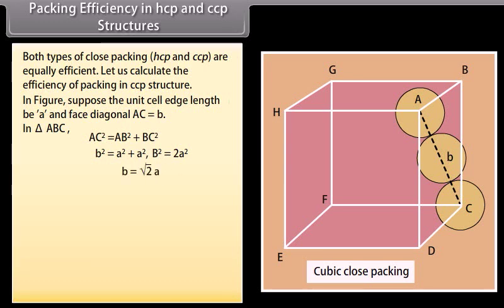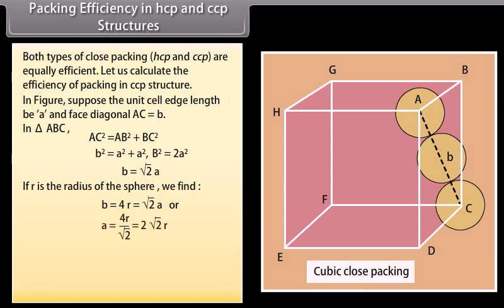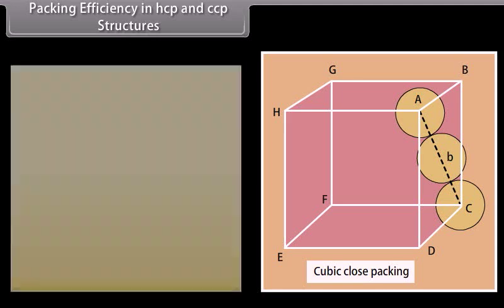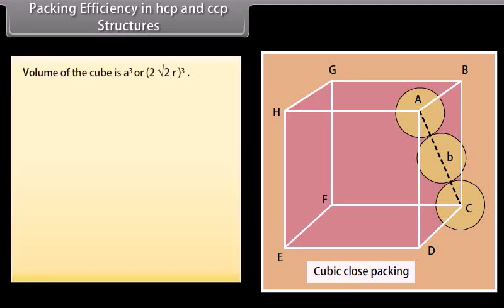or b is equal to square root 2a. If r is the radius of the sphere, we find b is equal to 4r, which equals square root 2a, or a is equal to 4r upon square root 2, which is equal to 2 into square root 2r. We know that each unit cell in CCP structure has effectively 4 spheres. Total volume of 4 spheres is equal to 4 into 4/3 pi r cube, and volume of the cube is a cube or 2 square root 2 r cube.